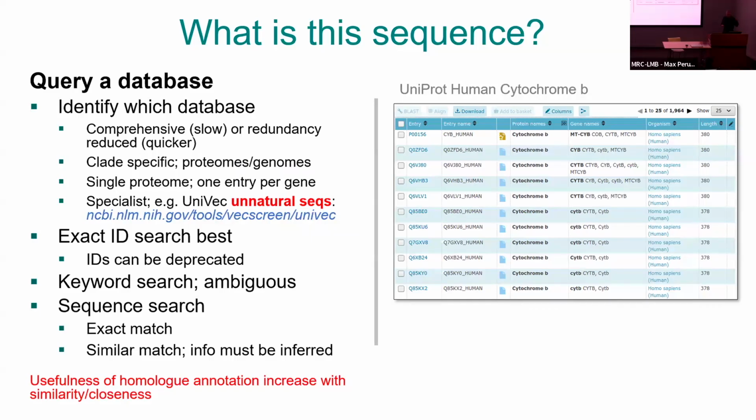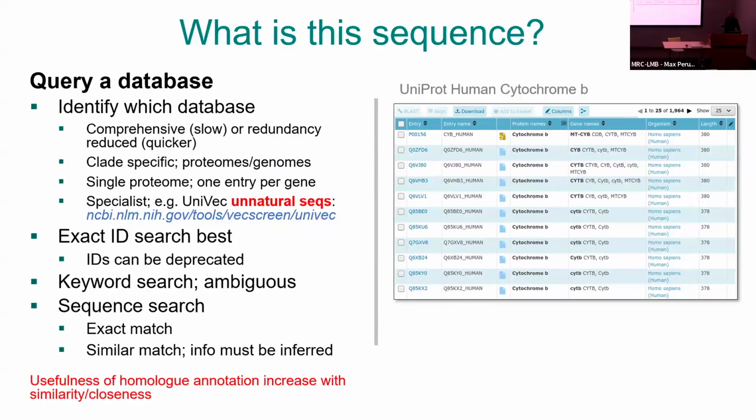Okay, yes, as mentioned, we can use IDs to get to the right entry. We can search with keywords, but beware that can be ambiguous. So instead of finding my isocytochrome, it might be, you know, cytochrome associated protein or whatever. So obviously that's a little bit more imprecise. And then we can search for sequences as mentioned.